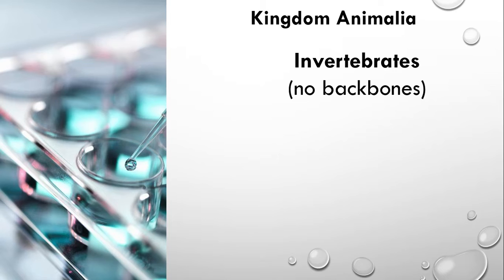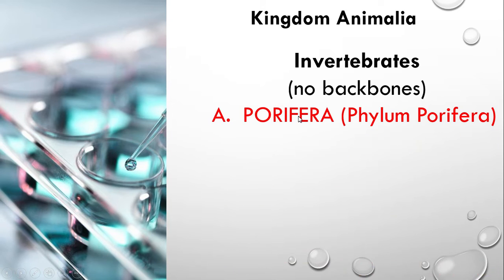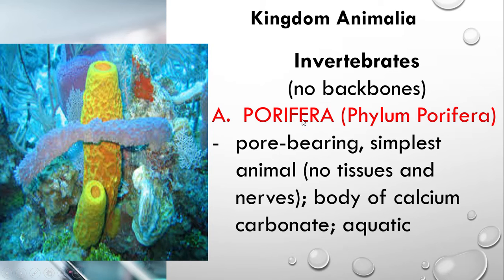Okay, so let's talk about the different phylum under the kingdom Animalia. So let's talk about the invertebrates phylum. Okay, first we have phylum Porifera. Okay, so phylum Porifera are pore-bearing, simplest animal. So they do not have tissues, they do not have nervous systems. Their body is made up of calcium carbonate. So they are aquatic. Again, it's a type of animal.